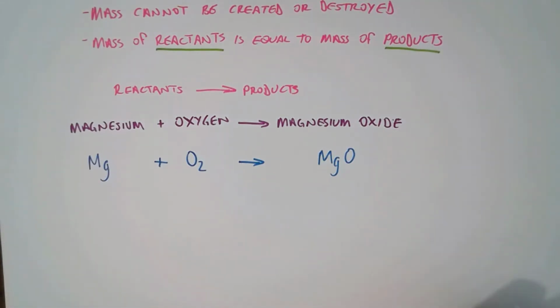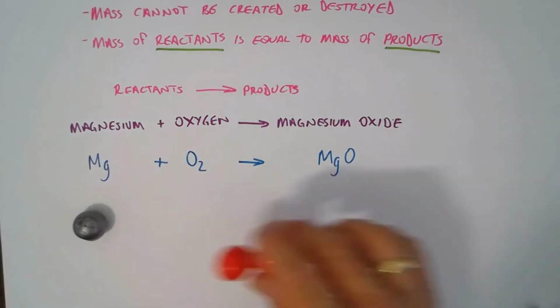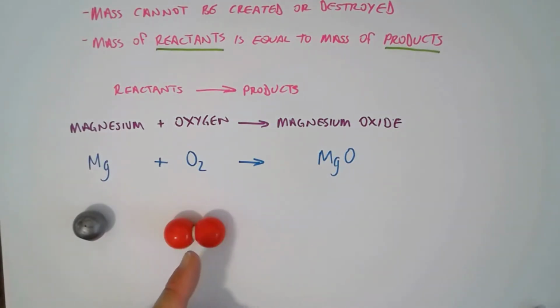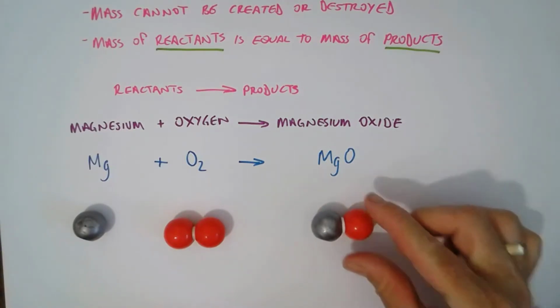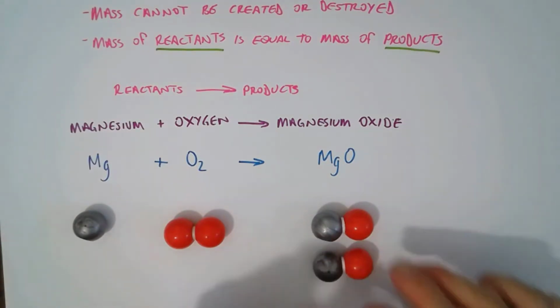So I want to try and demonstrate this to you using some models now. So this is our magnesium and this is our oxygen. Okay, so it's diatomic, two atoms together. And then here's magnesium oxide, so one oxygen and one magnesium. Can you see here we've got two oxygens on this side and only one oxygen on this side? So the only way we can possibly balance this is by having an extra molecule of magnesium oxide.